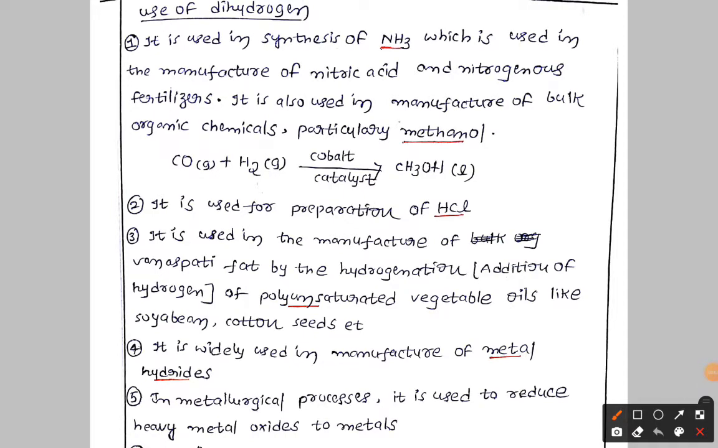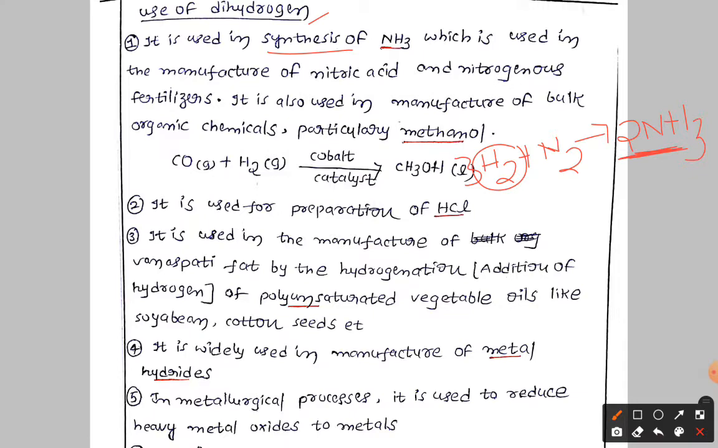Hello student, now let us discuss uses of dihydrogen. Here it is used for the synthesis of ammonia. As you already know, this is a very well-known example: hydrogen and nitrogen give rise to what? Ammonia, the well-known equation we learned long back. From dihydrogen we are going to prepare what?